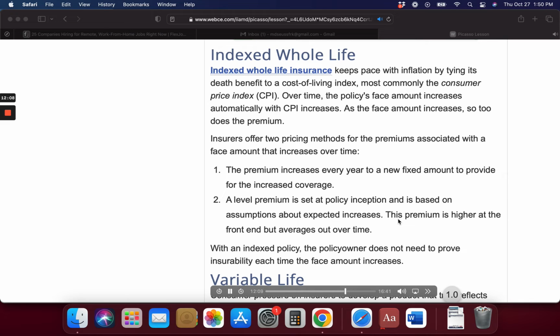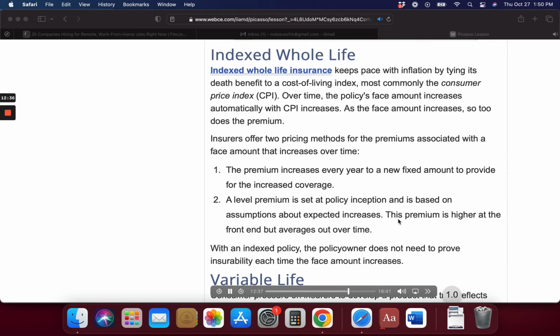VLI policy owners can transfer funds between each subaccount. They can also transfer funds between subaccounts and the insurer's general account, although insurers may restrict the frequency of some transfers and limit the amount that can be allocated to the general account to something less than 100%. Consumers who want to invest 100% of their premium in the insurer's general account should consider a traditional whole life policy.